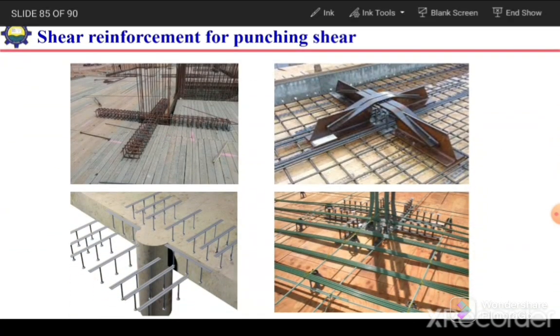There are different ways to provide shear reinforcement in the case of two-way slabs. We can use a reinforcement cage like a beam inside the slab as a concealed beam, or otherwise we can use structural shapes to resist the shear. We can provide shear studs, or we can provide reinforcement just like bent-up bars. On this side it will start from the bottom, then go up and then go to the bottom. So just like the bent-up technique, we can provide this reinforcement to resist the shear.